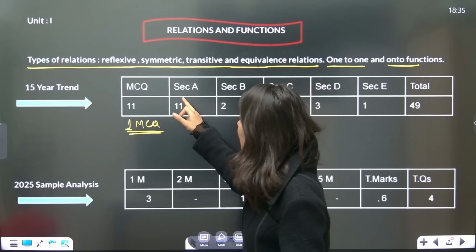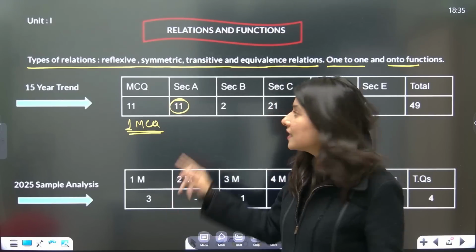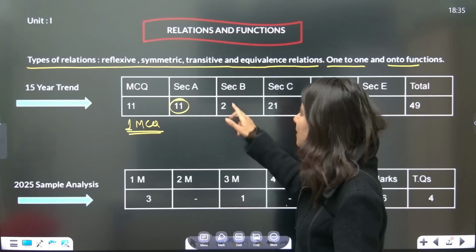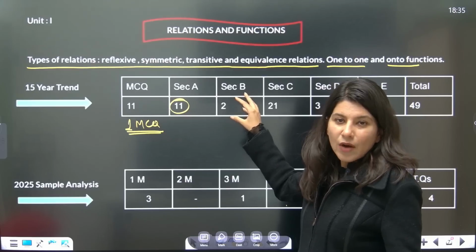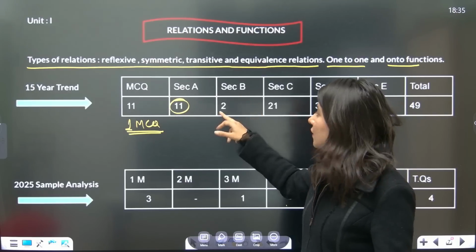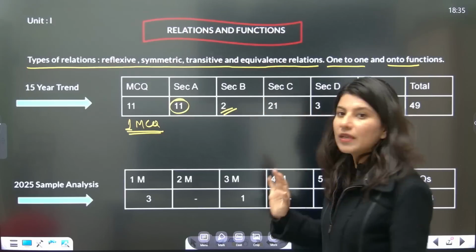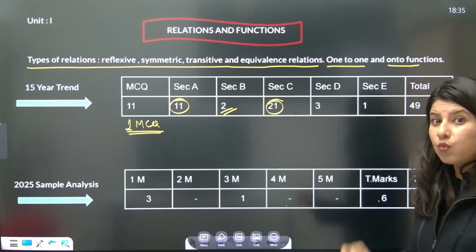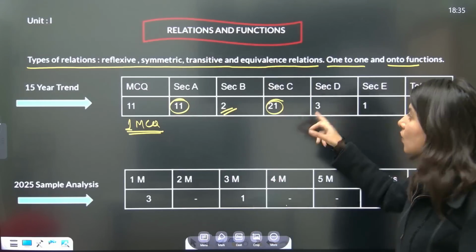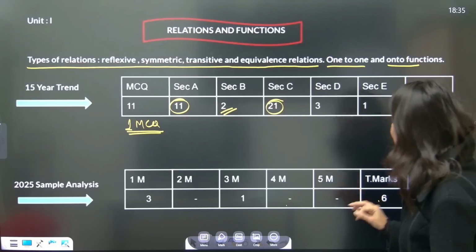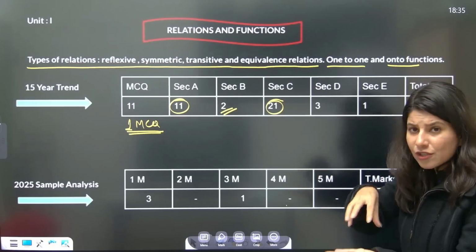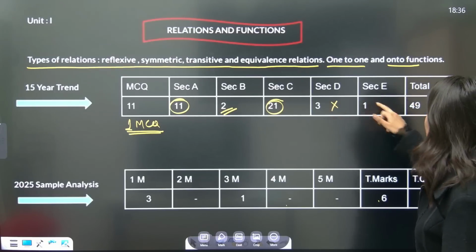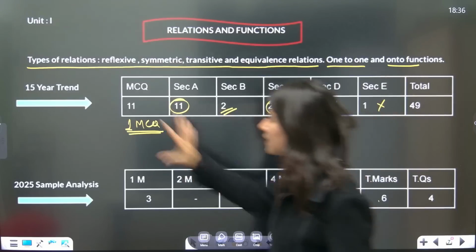Then section A, 2 marker question: 11. So high chances you're going to get a 2 marker question from this chapter as well. Then section B, less chances, because out of the 15-year papers, only 2 papers had a section B question from this chapter. Then section C, high chances. Can you see 21 questions? Definitely you are going to get a question from this chapter in section C. Section D, less chances. So this is your 15-year trend.